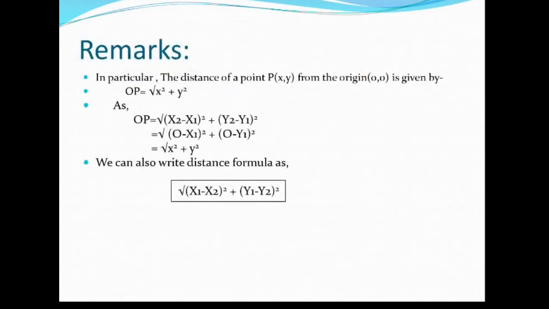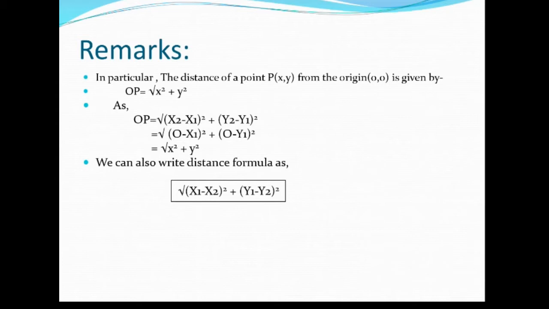In the distance formula, if we are going to find the distance of a point P from the origin (0, 0), then we can make the distance formula even smaller, which is root over x square plus y square. As you can see, when one coordinate becomes 0, then only the other coordinate remains. So it is root over x square plus y square.